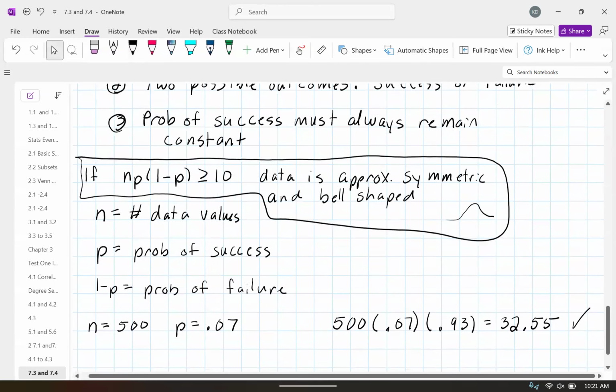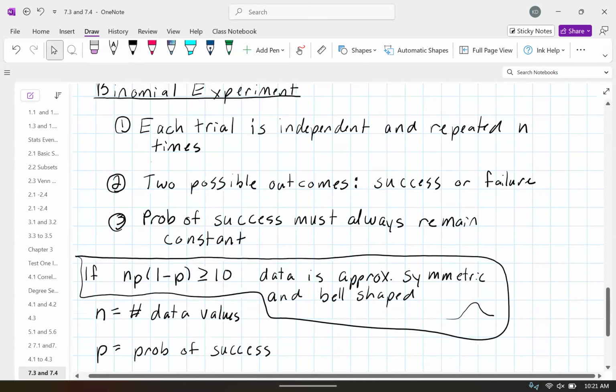So first thing we do for any experiment, test the 3 things. Are the trials independent or functionally independent? Are we repeating the exact same thing n times? So if you have a survey, yeah, you're repeating it n times. Are your possible outcomes success and failure? And then is the probability of success always constant? Yeah. So check those, and then you're going to check your np times 1 minus p. Make sure that's bigger than 10. If it hits those 4 things, great, move on. If not, you're done. You don't have to do anything else with it.